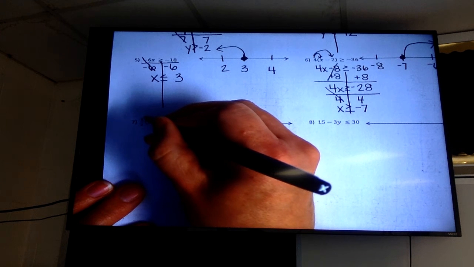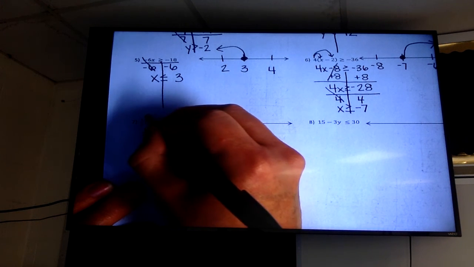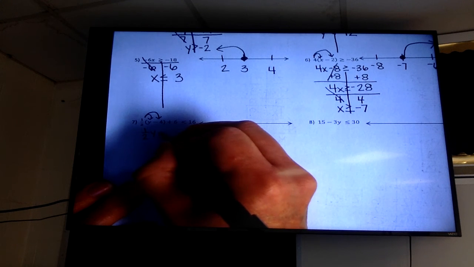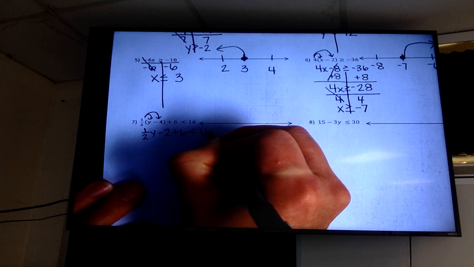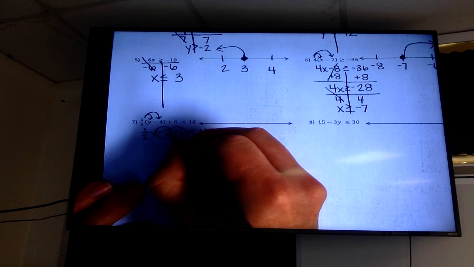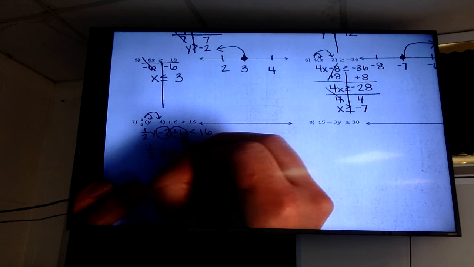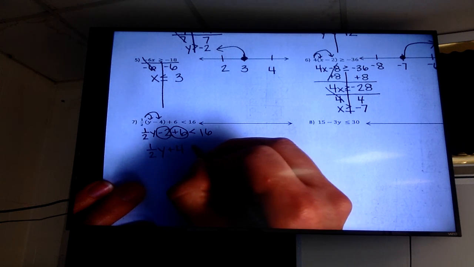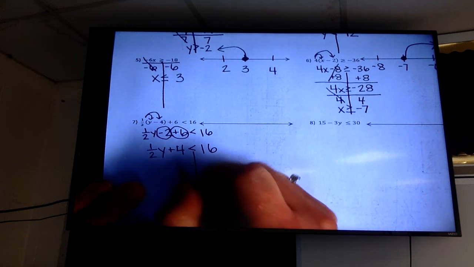All right, 2 more. Distribute first. So 1/2 times y is 1/2 y. 1/2 times negative 4 is negative 2 plus 6 is less than 16. Combine your like terms. Okay, so I have 1/2 y. My signs are different, which means I'm going to subtract and take the sign of the larger, so plus 4 is less than 16. Drop my line and solve.